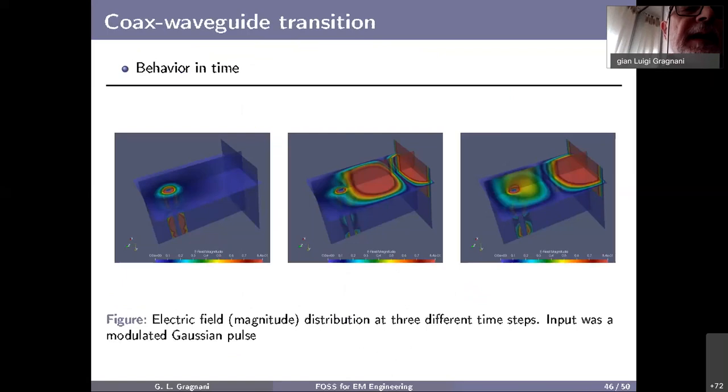And this is the behavior in time, and you can have a movie of the behavior in time. You can see here three time steps. The left one is at the beginning of the simulation, while the center and the right one are at the end of the pulse, of the energy of the system. And also these images were achieved with ParaView.